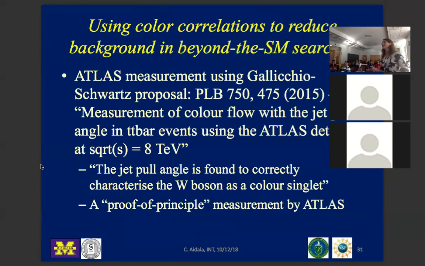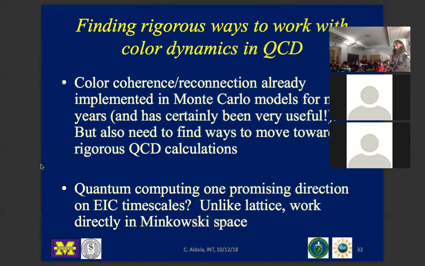And so ATLAS now has a measurement from 2015 using this idea. Their title is Measurement of Color Flow with the Jet Pull Angle in t t-bar events. And the jet pull angle is found to correctly characterize the W boson as a color singlet. This is really a proof of principle measurement by ATLAS, demonstrating that they found evidence that they can make this idea work experimentally in a case where they know that they have a color neutral object.